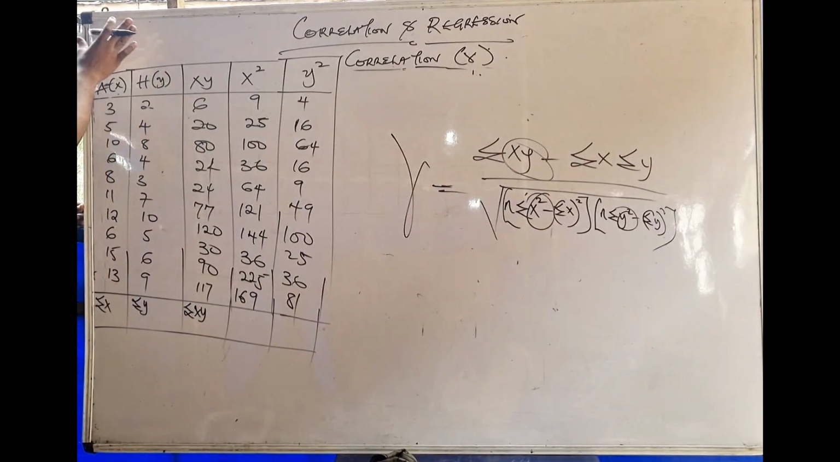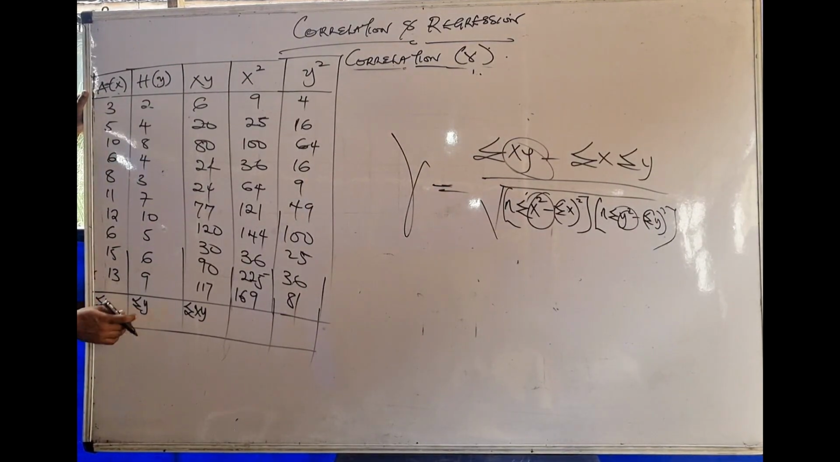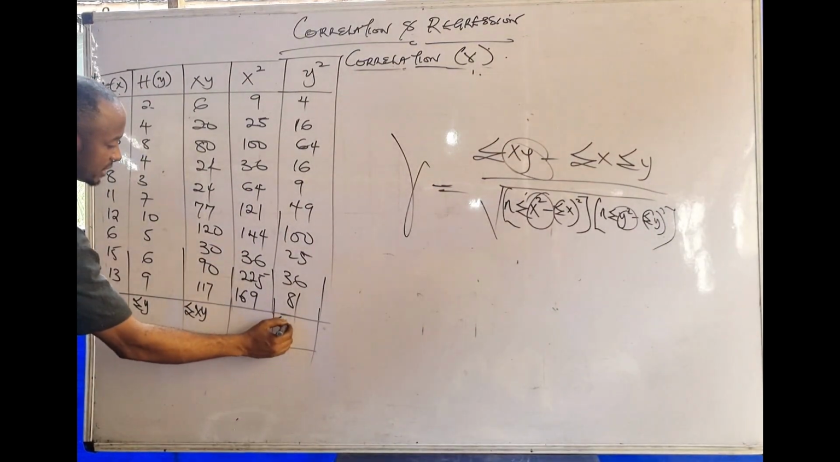Find the sum of x. Let's find the sum of y. Let's go together. Find the sum of x. Sum of y squared is what? Sum of y squared is 400.